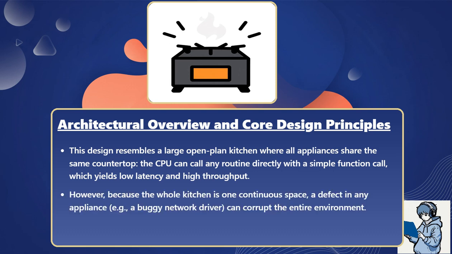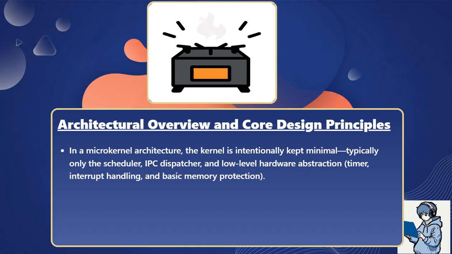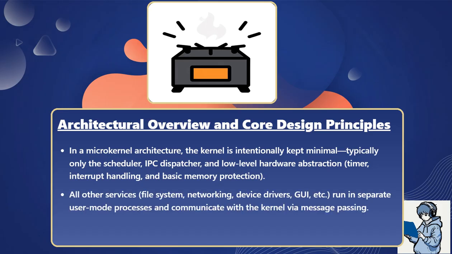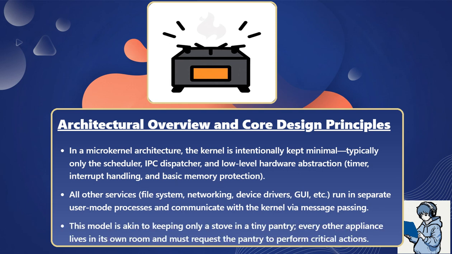However, because the whole kitchen is one continuous space, a defect in any appliance, for example a buggy network driver, can corrupt the entire environment. In a microkernel architecture, the kernel is intentionally kept minimal, typically only the scheduler, IPC dispatcher, and low-level hardware abstraction: timer, interrupt handling, and basic memory protection. All other services (file system, networking, device drivers, GUI, etc.) run in separate user mode processes and communicate with the kernel via message passing. This model is akin to keeping only a stove in a tiny pantry.